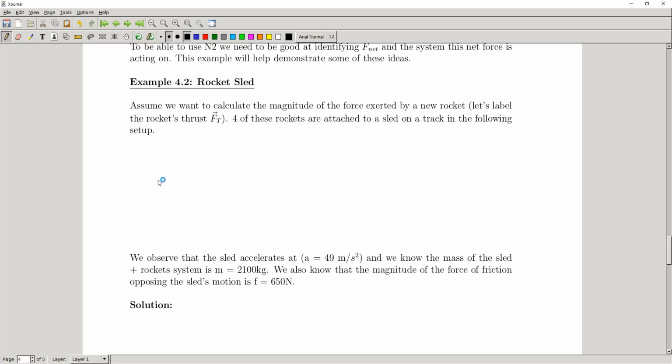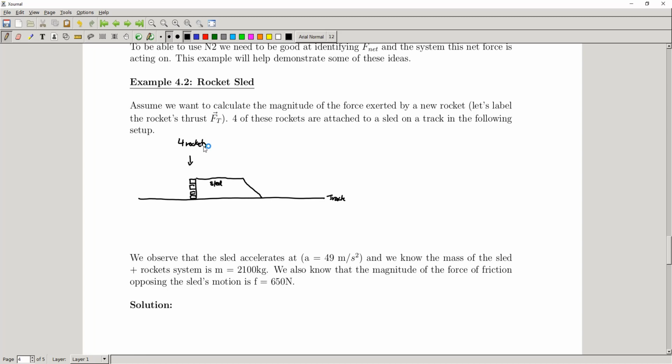So I'm going to draw the setup here. We have the ground here. We're going to have our rocket sled here. And let's say we have our 4 rockets, 1, 2, 3, 4 rockets attached to the back. And so that's our sled, our setup. Let's say we have the setup all set up, sitting on our track here. This is our sled. This is 4 rockets. Okay, so we have it set up like this.